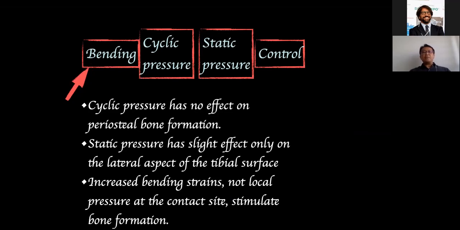However, when you increase bending strain, there is a stimulation for bone formation. This bending strain happens when you raise a flap, and when you try to pull it back and close, there will be some bending and tension. It triggers the periosteum effect.